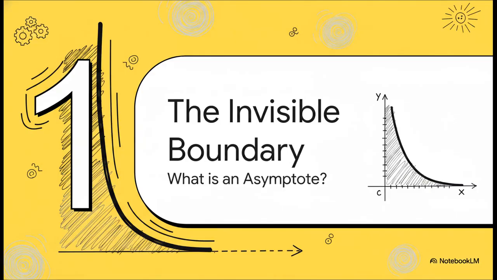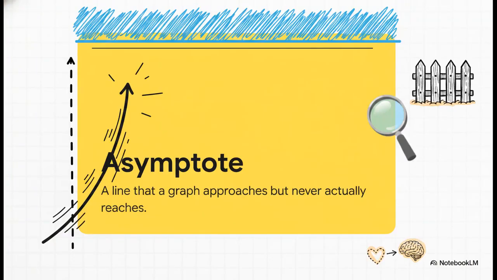Section 1, the invisible boundary. Let's figure out what an asymptote actually is. We're tackling a pretty big idea today regarding exponential functions. I want you to imagine a mathematical force field. In math, we literally call this an asymptote. Basically, an asymptote is incredibly special. It's a line that a graph approaches infinitely closely, but it never ever actually reaches or crosses.